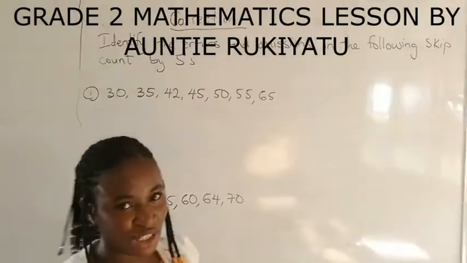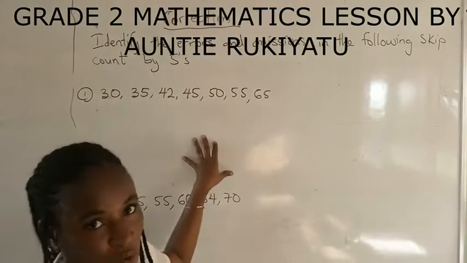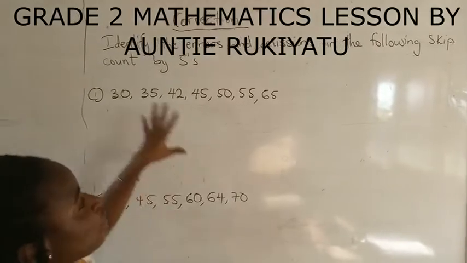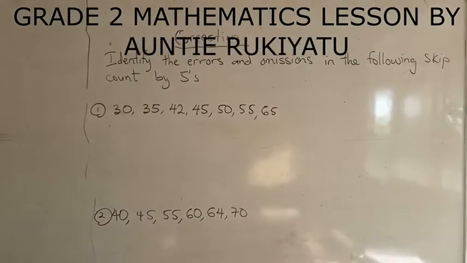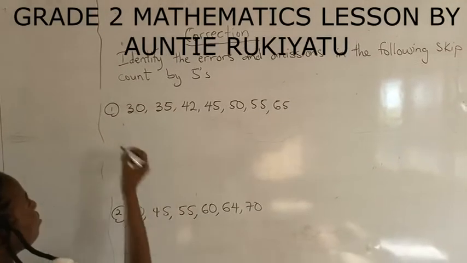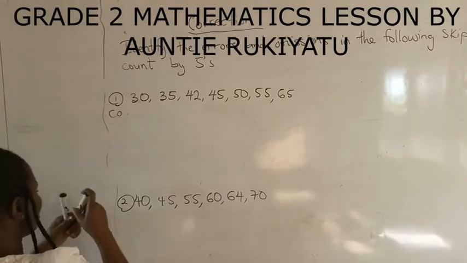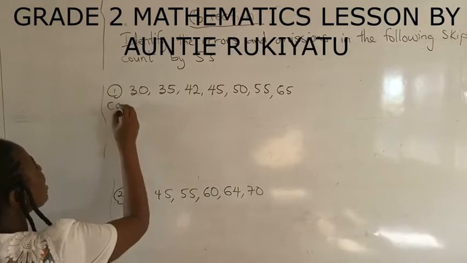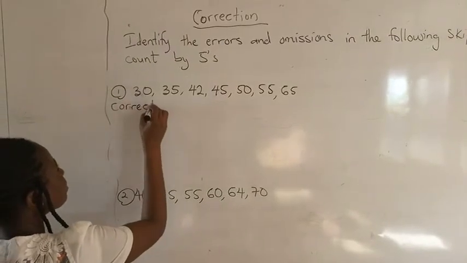But before we move on to today's lesson, let's look at the correction for the previous exercise. We are going to identify errors and omissions. So we start by correcting the skip count because it has been written wrongly. So we write the correct skip count.